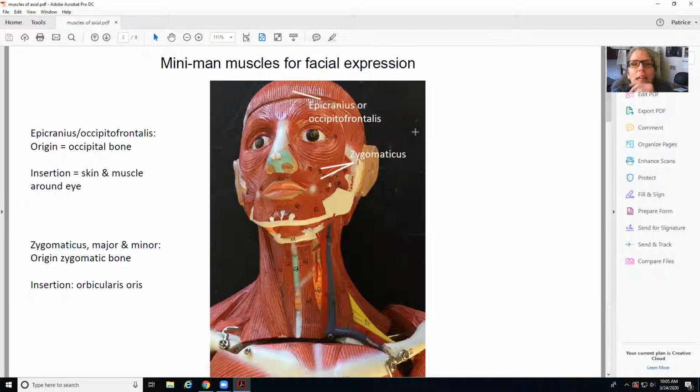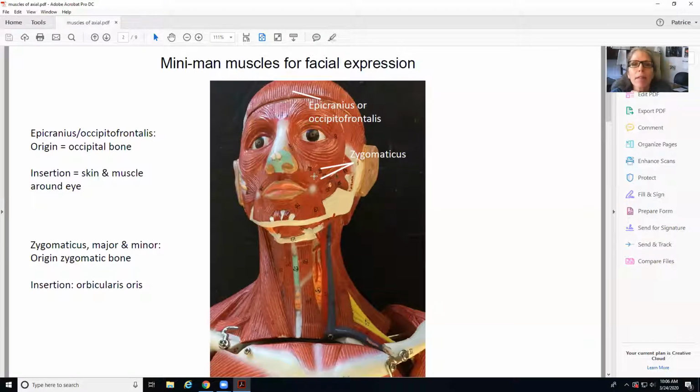All right, so in the next slide, we've got the epicranius or occipitofrontalis, which again, it's named for its origin, which is in the back. We only have the anterior view on this slide, but you would have that attaching in the back. The insertion, again, is skin and muscle around the eye, because the movement of this insertion up here towards the origin causes this to raise your eyebrows. And again, you can see there's nice straight fascicles that do that movement.